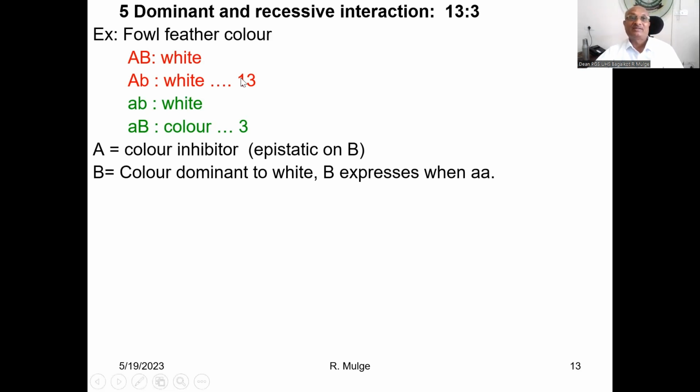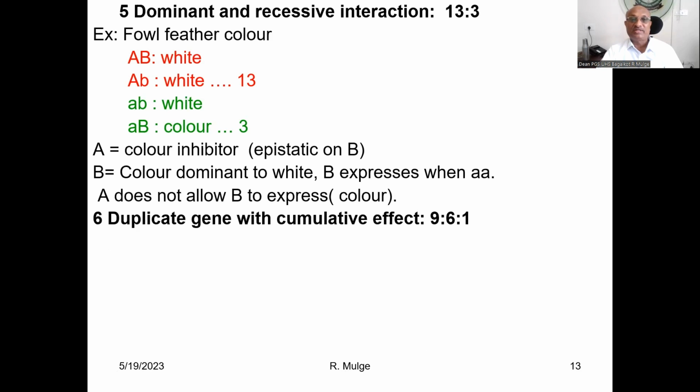The ratio, if you look, is 13 is to 3. So out of 16 birds, they got 13 birds with the white color, whereas only 3 they got the colored feather. So that is the type of epistasis, dominant and recessive interaction. A does not allow the B to express. Then one more epistasis, duplicate gene with cumulative effect, 9:6:1.